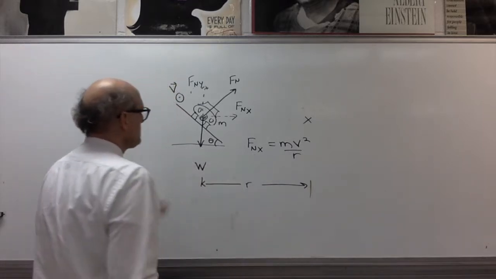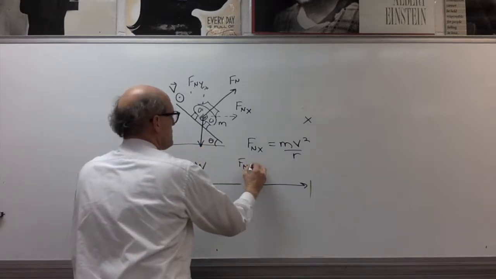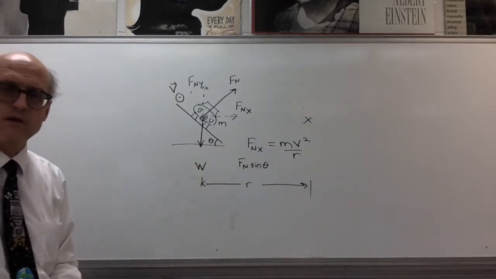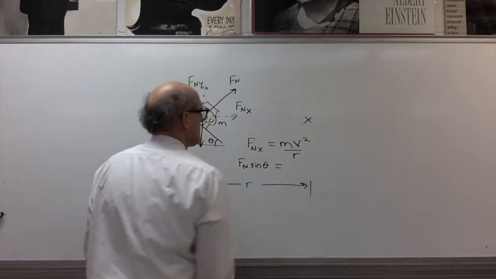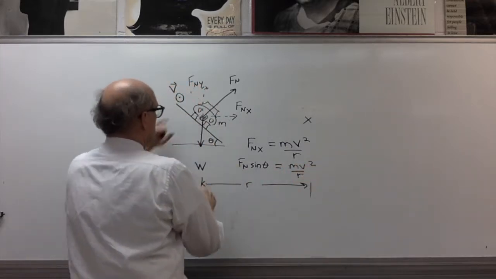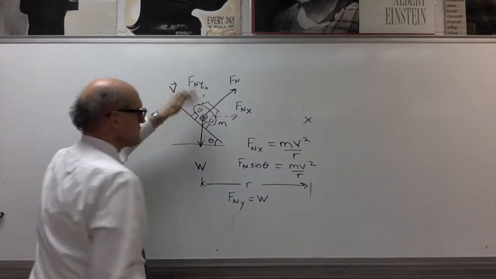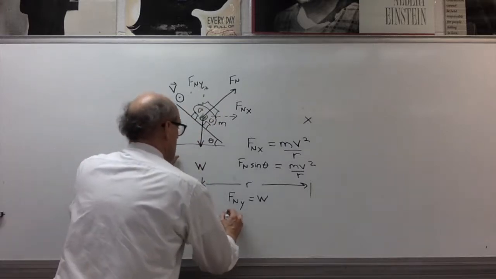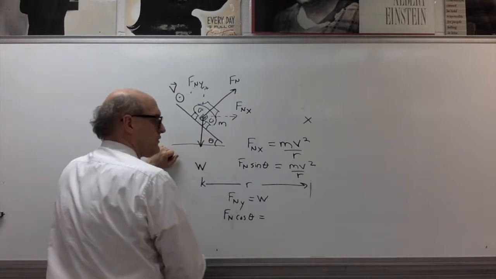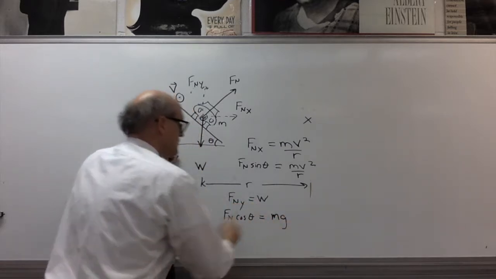Now, Fnx would be equal to the normal force times the sine of the angle of the bank turn. That's equal to mv squared over r. Now, Fny has to be equal to the weight of the car because the car is not accelerating vertically. And Fny would be Fn times the cosine of the angle of the bank corner. From Newton's second law, the weight of the car is equal to mg.